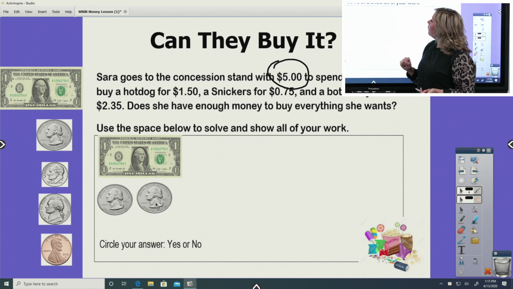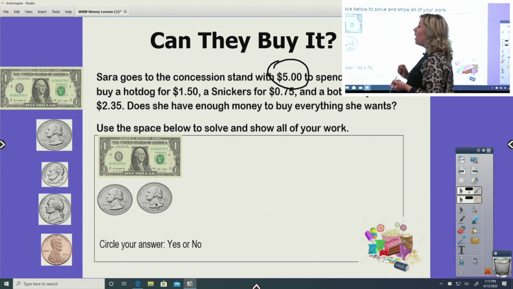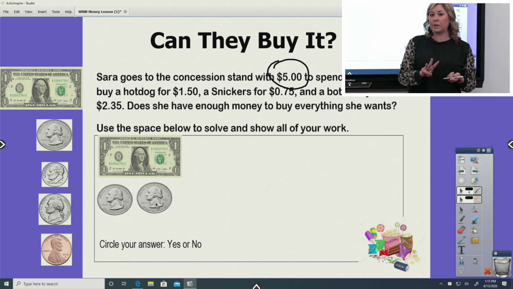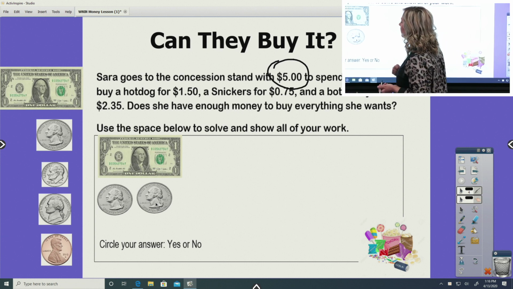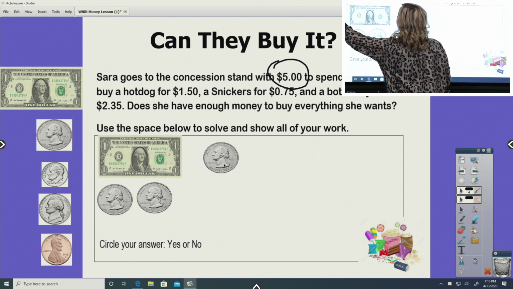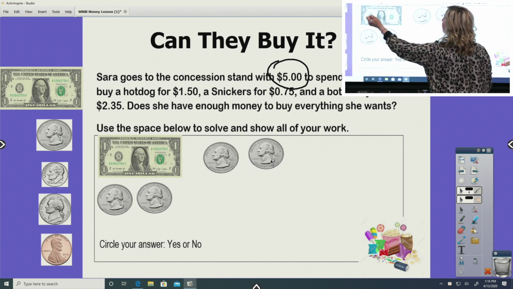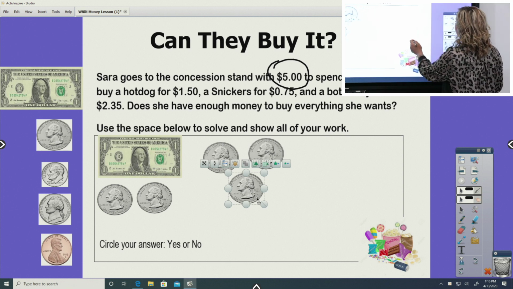Next thing I'm going to drag over is 75 cents for a Snickers. So again, I know that 3 quarters is 75 cents just from practicing counting coins. So I could do 25, 50, 75 cents. That's my money for Snickers.